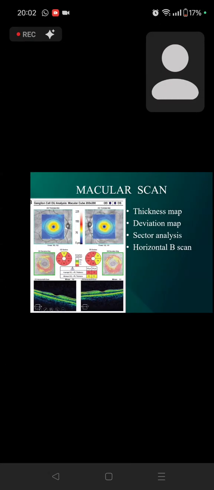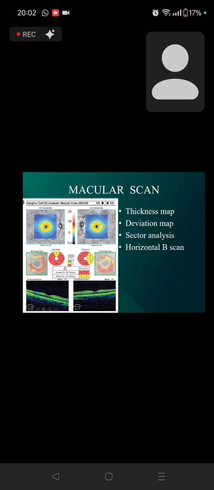This is the macular thickness map. Again here, hot colors indicate thickness. And now coming to the deviation map. Deviation map means you are comparing the macular thickness of the patient with the age-matched control in the machine. And here hotter colors mean there is some thinning. So this is opposite to the thickness map in the color coding.